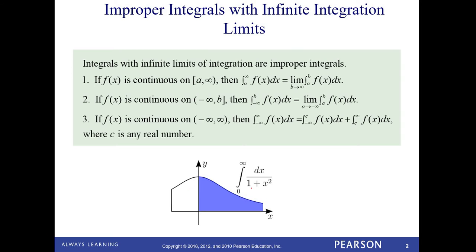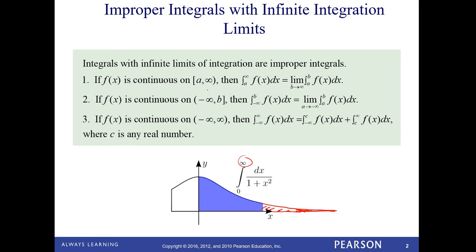Take a look at this graph. This function, as it goes towards infinity, approaches zero but never gets there. So there's never a place where this will close off. So to find the area goes on forever and ever and ever. To handle that, we use something called an improper integral.